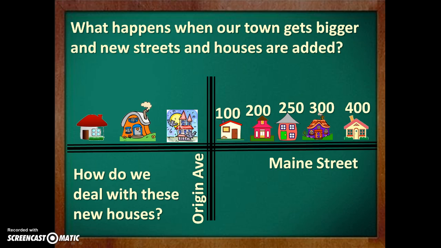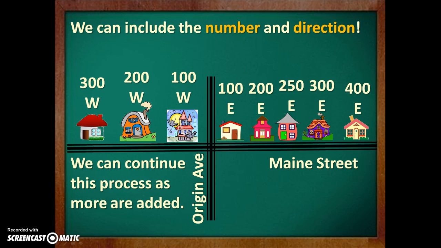But what happens if our town gets bigger and new streets and houses are added? So now instead of just having houses on one side, we've now moved them over to the other side. And so our dividing line there is Origin Avenue. Now, how are we going to deal with these new houses? Well, we can include number and direction.